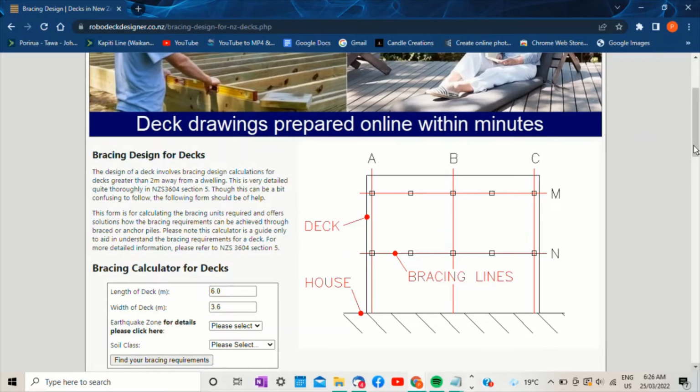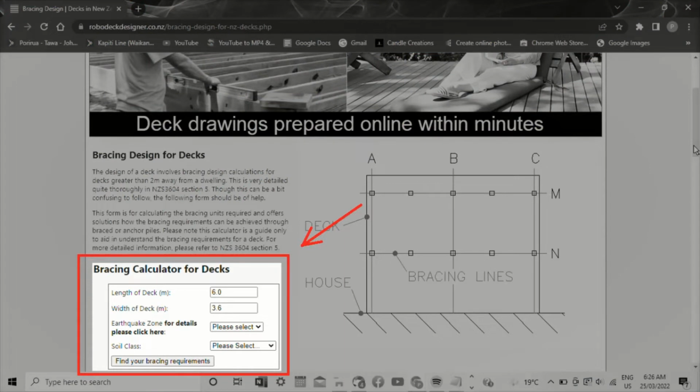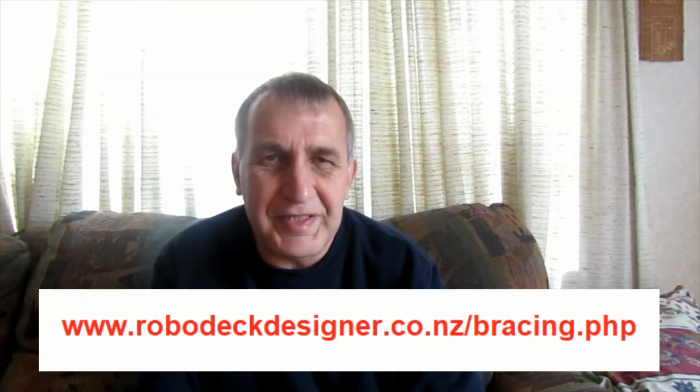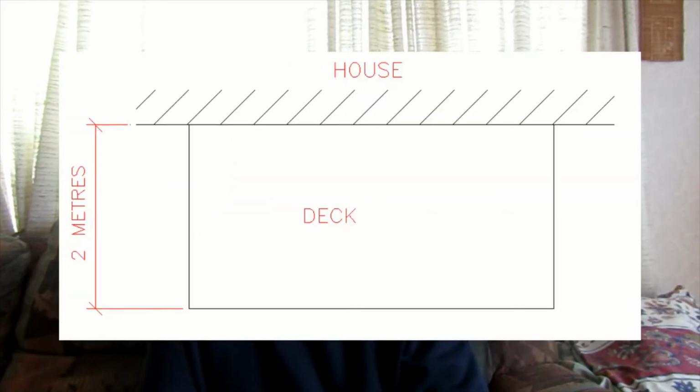To gain a basic understanding of bracing for a deck, on the ROBO Deck Designer website there's a bracing calculator which not only shows you how much bracing is required, it also shows you how this can be achieved, and it's a good way to understand bracing for a deck. One thing I do need to mention is that bracing is only required for a deck if your deck extends more than 2 metres away from your house.